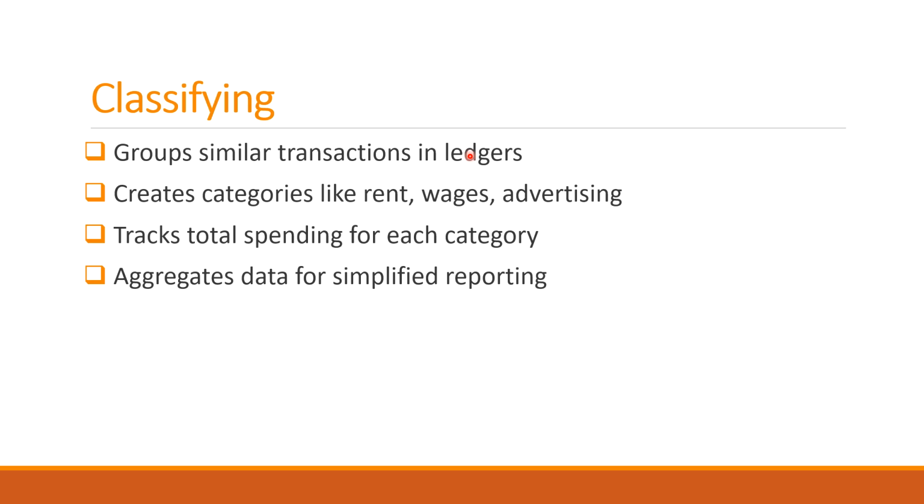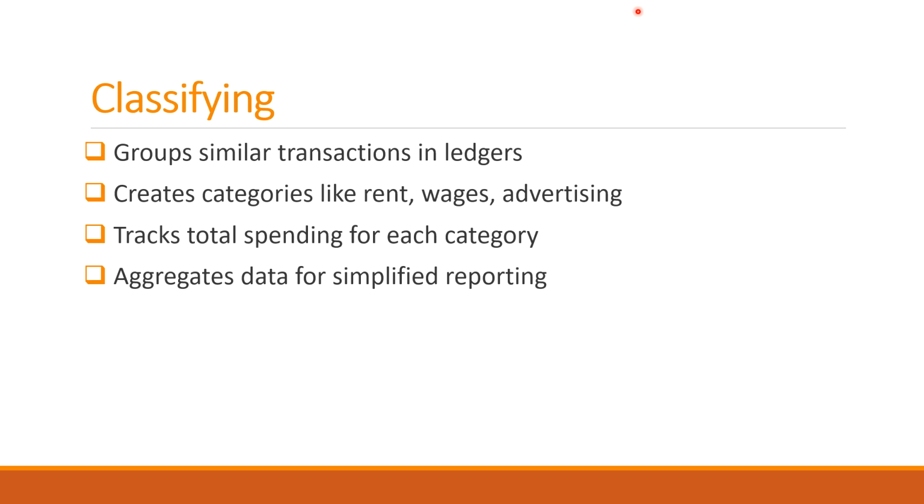Each account represents a specific category of transactions such as advertising, rent, wages, etc. So, for example, all expenses related to advertising will be grouped under the advertising account in the ledger. And the same applies to other categories like printing and stationery or salaries.